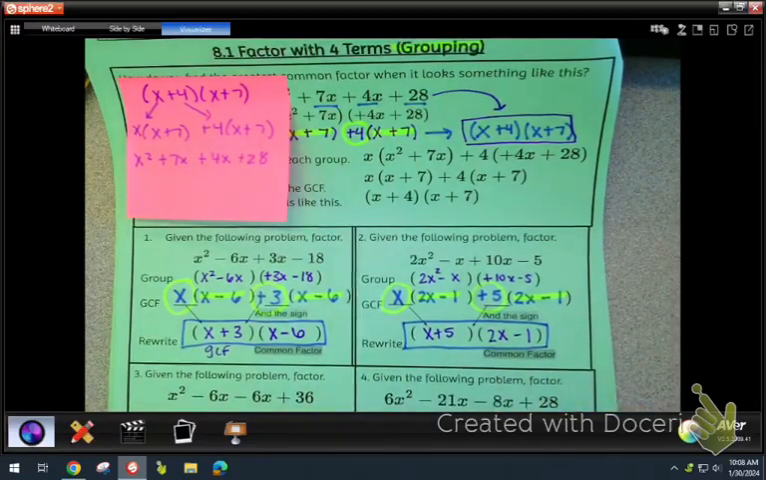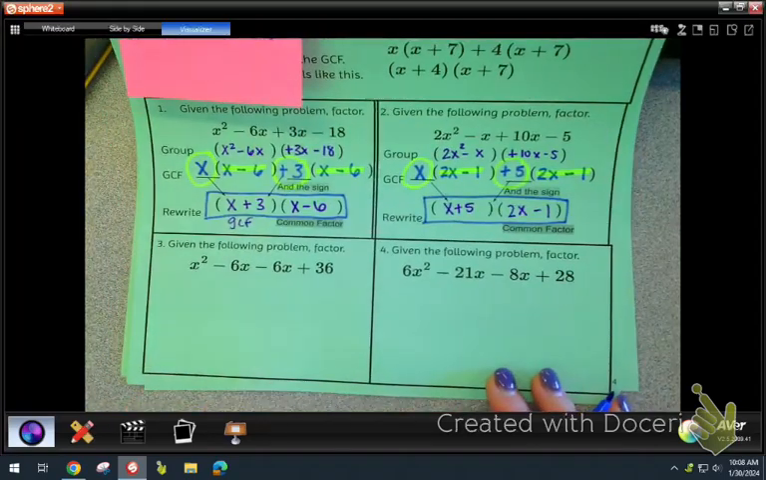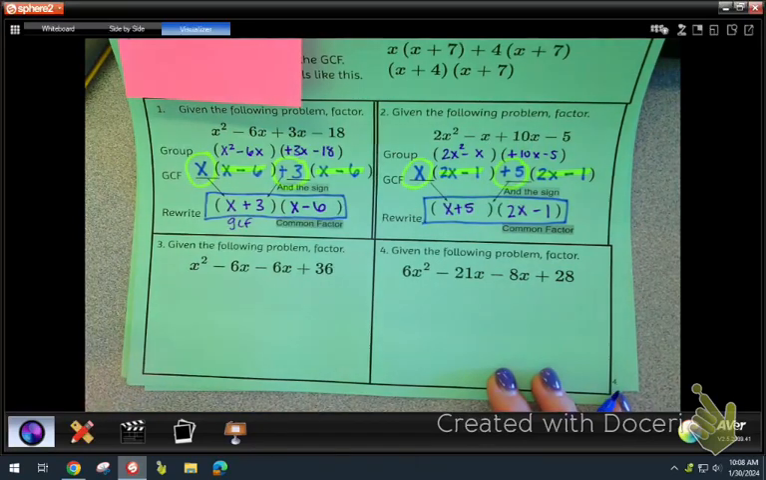Let's try 4. Or use the restroom real quick. Wow. Okay. We took all the stuff out. Now we're going to go through number 4.